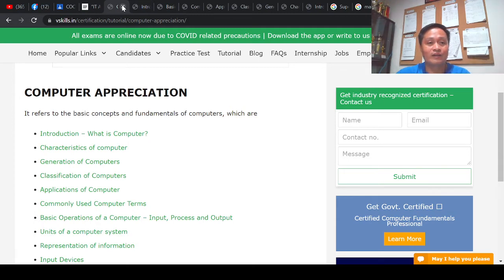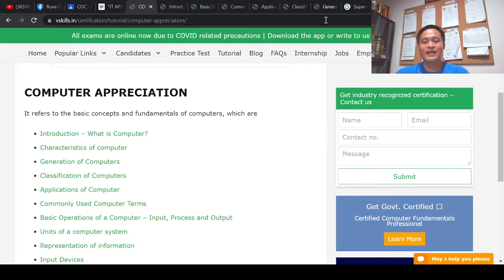Here for a while. The next topic that I'm going to discuss is the generations of computer. Okay, so here, I'm sorry, I'll try to at least close some of my files.